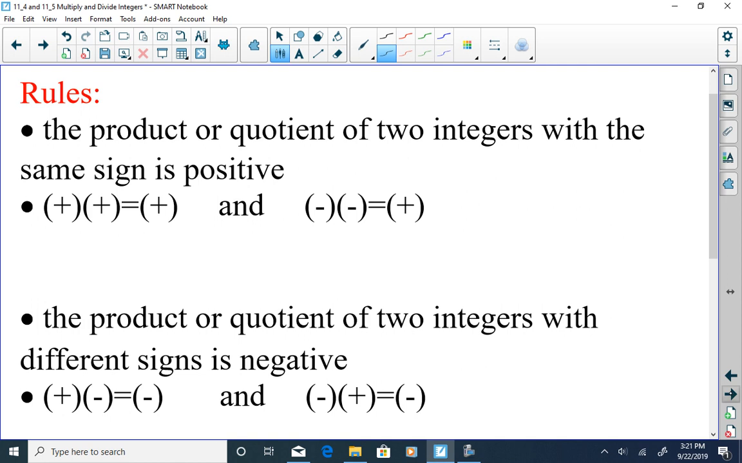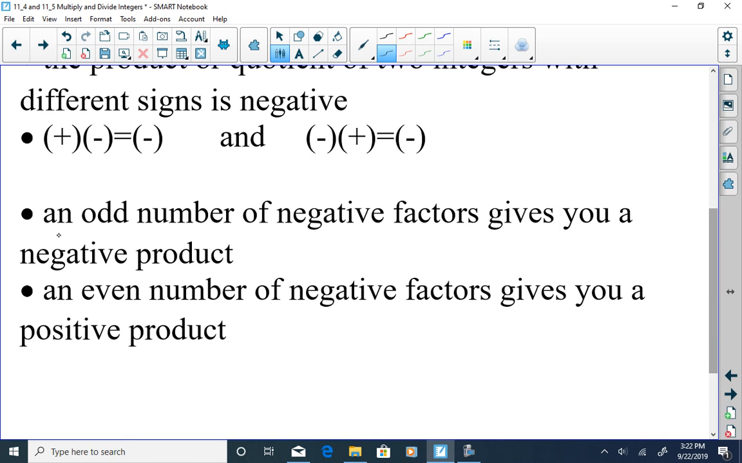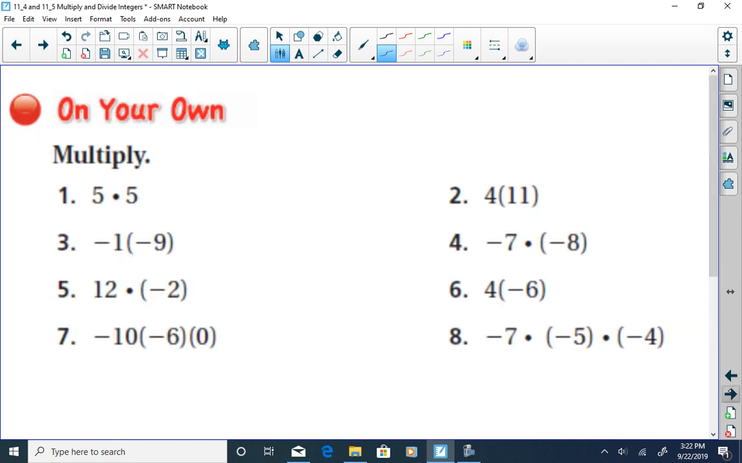All right, so let's do some examples here. Oh, a couple more rules down here, I almost forgot. An odd number of negative factors gives you a negative product. An even number of negative factors gives you a positive product. Those two rules are going to be very helpful as well, so we also want to remember them when we multiply.